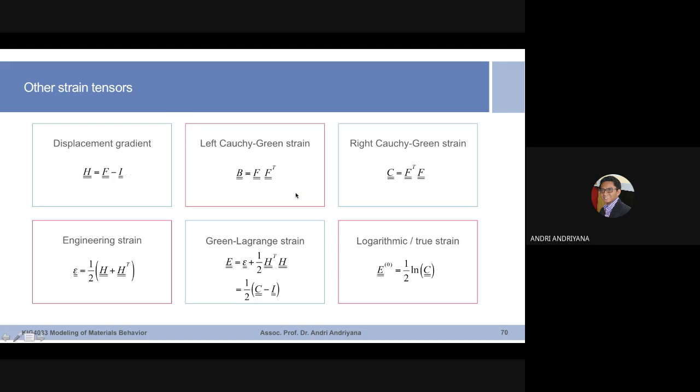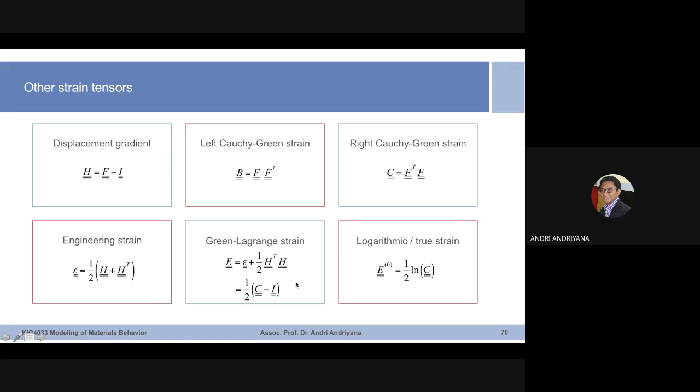From the deformation gradient tensor, we can also calculate what is called the left Cauchy-Green strain tensor, and it is given by F times F transpose. You know how to do the transpose of a matrix. We can also have the right Cauchy-Green tensor here. Engineering strain, this is what we know as well. Engineering strain is actually half of the displacement gradient plus the displacement gradient's transpose.